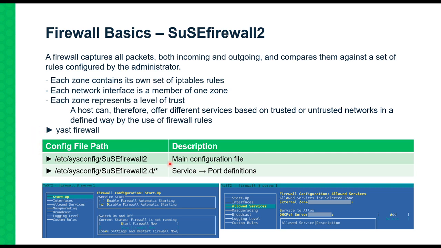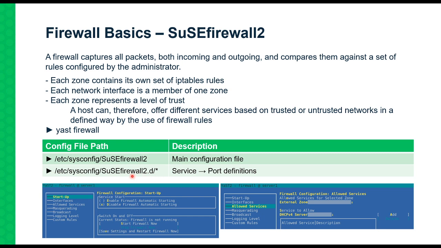So our main configuration file is located at /etc/sysconfig/SuSEfirewall2. Take note of the capitalization over here. You need to spell it correctly. Then we can also define some of our service ports, and that is within our /etc/sysconfig/SuSEfirewall2.d.